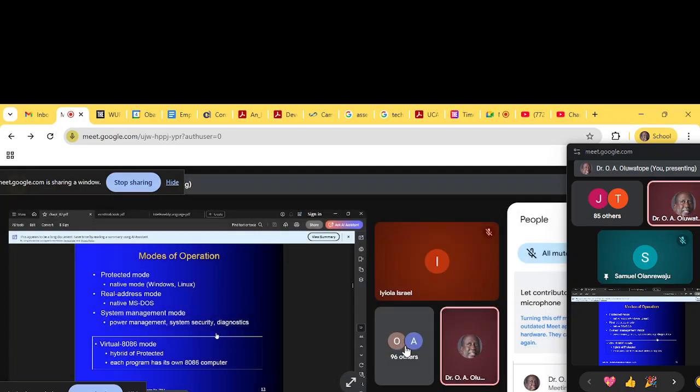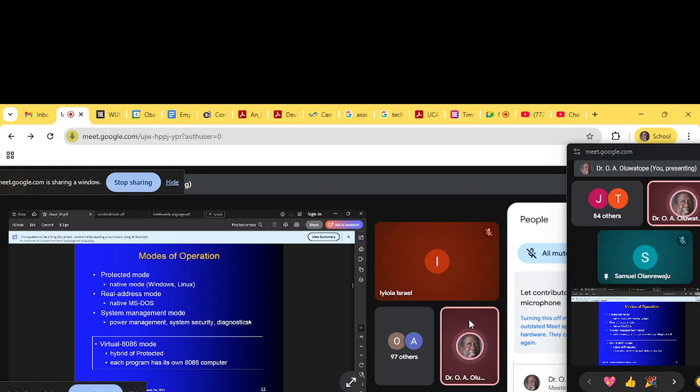In real mode, what that simply means is that it can only recognize 10 segments. A segment is 64 kilobytes. 2 raised to power 16, it can only recognize 16 bits of location and a maximum of 10 segments. That gives 640 kilobytes.